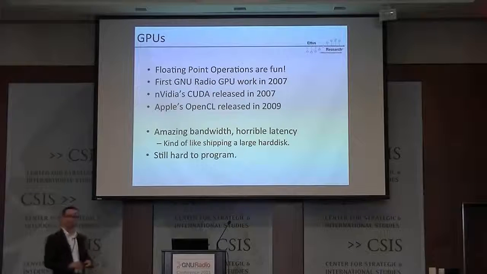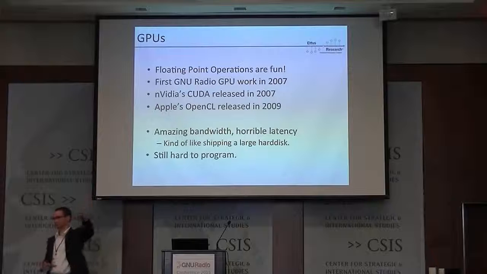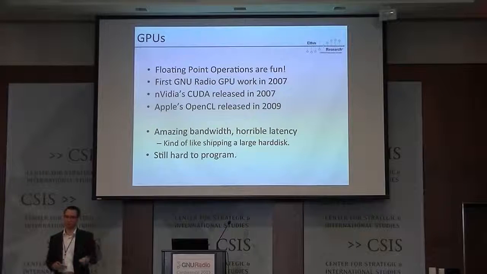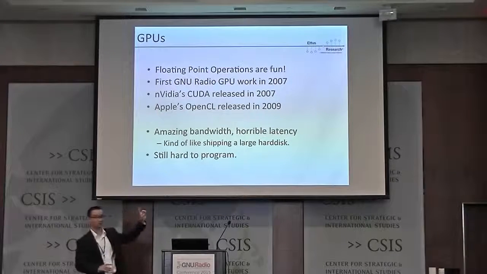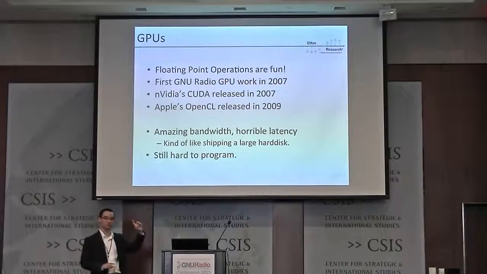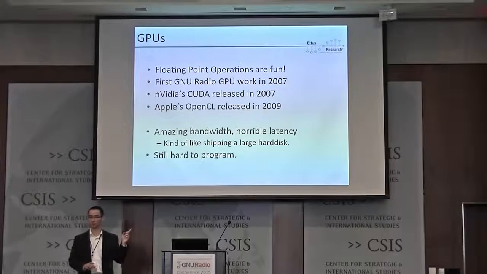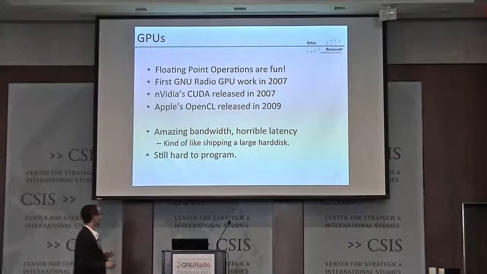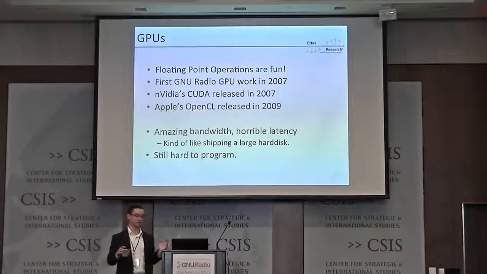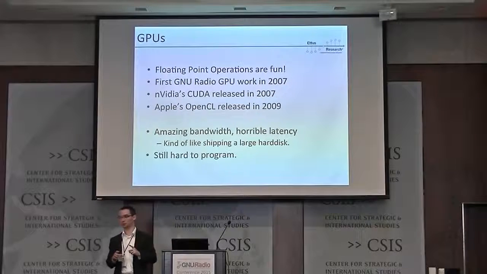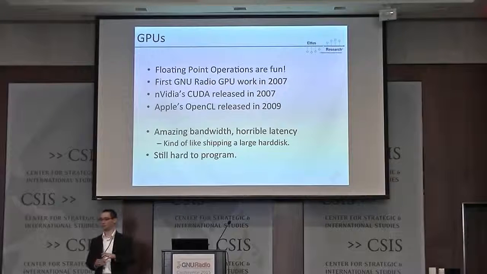Apple released OpenCL in 2009. Yes, I realize OpenCL is not targeted specifically at GPUs. It can be used on all sorts of processors, but it's used very, very heavily in the GPU world. And in 2011 was the first presentation at the very first GRCon of offloading to GPUs from a GNU Radio flow graph, which I did not put on here. So GPUs are great at floating point operations. They have amazing bandwidth. The problem is that there's horrible latency. The overhead to actually offload an application into a GPU is long.